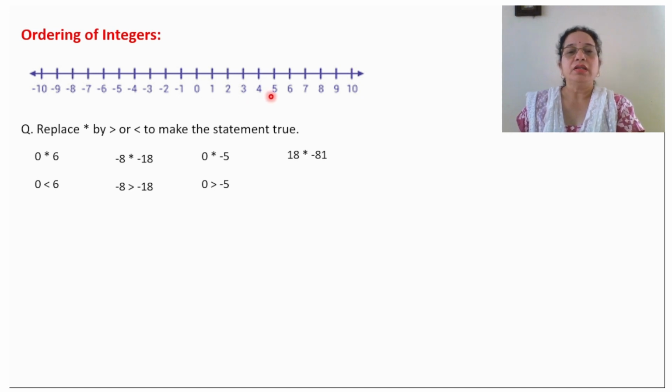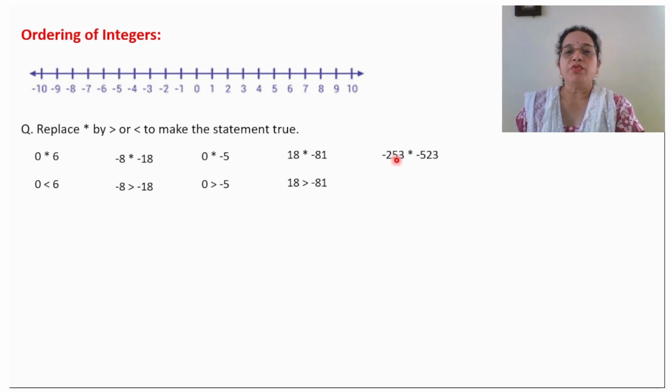18 and minus 81. If you extend your number line somewhat, here you will get 18. And minus 81, if you go towards the left hand side somewhat, you will get minus 81. So which number is greater? The right hand side number is greater, so that means 18 is greater. Or we have done one more thing, positive numbers are greater than negative numbers. So this way also you can see that 18 is greater. Here also you can use the concept that 0 is greater than a negative number, so 0 is greater. You can think of the number line, or whatever facts we have done in the last slides, you can use those facts directly.